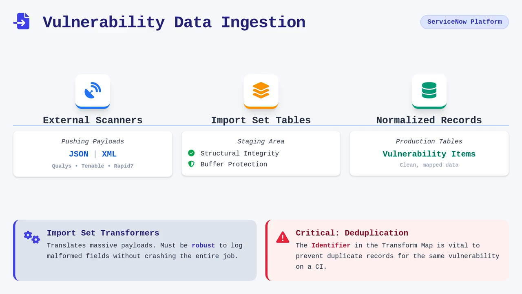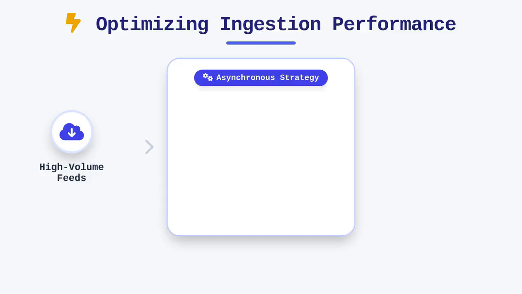We often see practitioners struggle with record deduplication at this stage, so it is vital to understand that the identifier used during the transform map is critical to preventing the creation of duplicate records for the same vulnerability on the same configuration item. Achieving high performance during these ingestion cycles requires an architecture that favors asynchronous processing rather than synchronous blocking operations. When dealing with high-volume feeds, we must consider the use of chunking configurations, which allow the system to break down massive payloads into smaller, manageable units of work before they hit the transformation scripts.